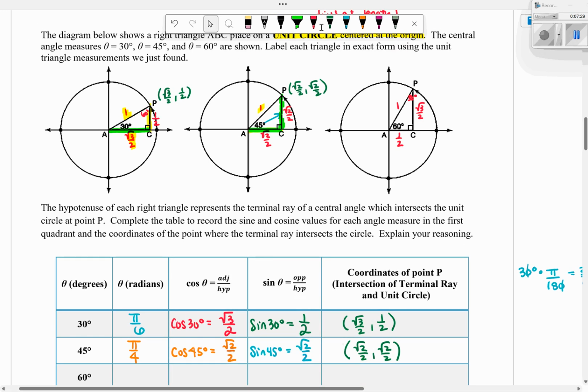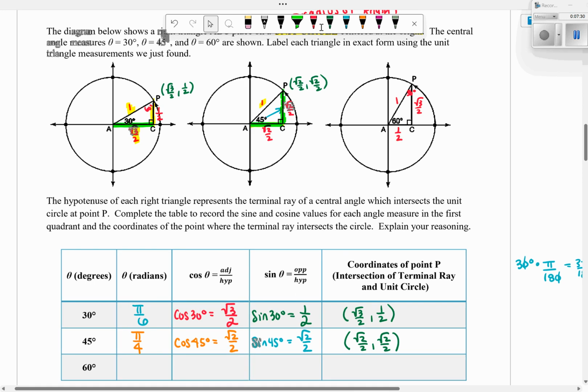And then the last triangle is using the reference angle of 60 degrees. So 60 degrees, if you count 1 pi over 6 and then have another pi over 6, that'd be 2 pi over 6, which reduces into pi over 3. So this is pi over 3.